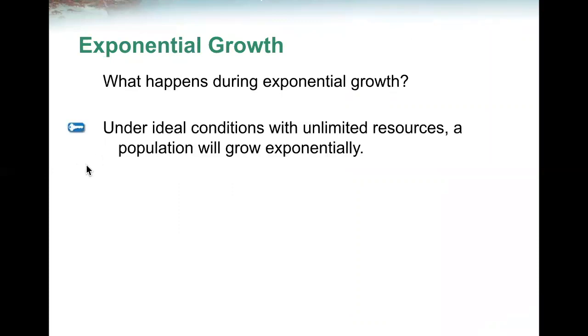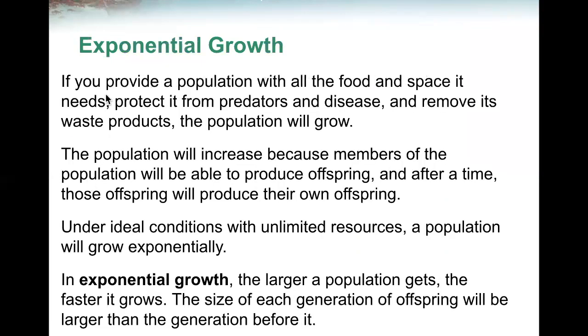Under ideal conditions with unlimited resources, a population will grow exponentially. If you provide a population with all the food and space it needs, protect it from predators and disease, and remove its waste products, the population will grow. The population will increase because members of the population will be able to produce offspring, and after a time, those offspring will produce their own offspring. In exponential growth, the larger a population gets, the faster it grows. The size of each generation of offspring will be larger than the generation before it.